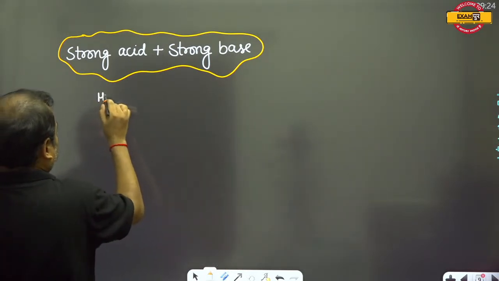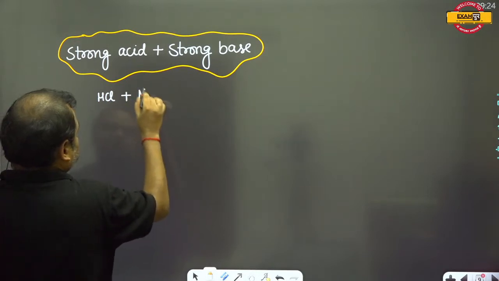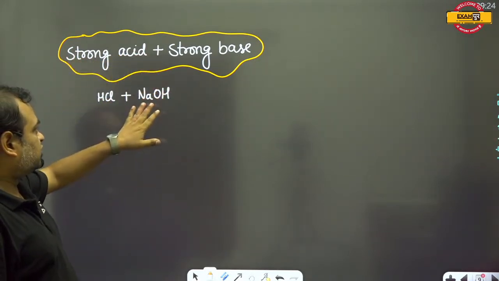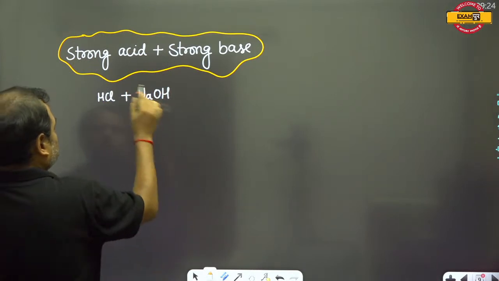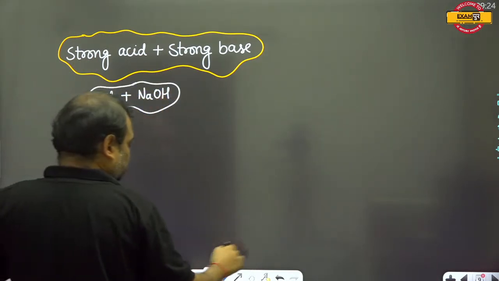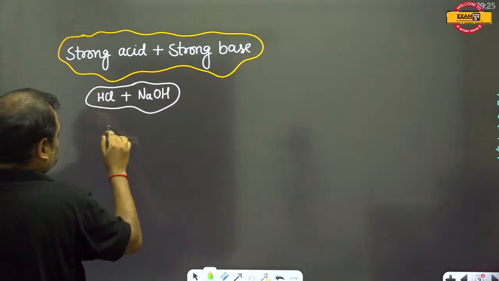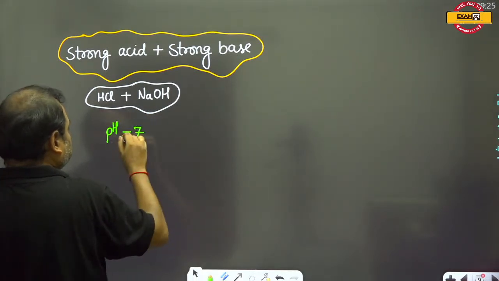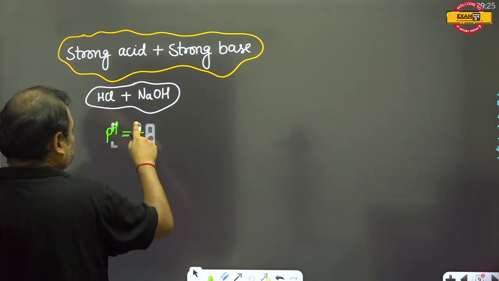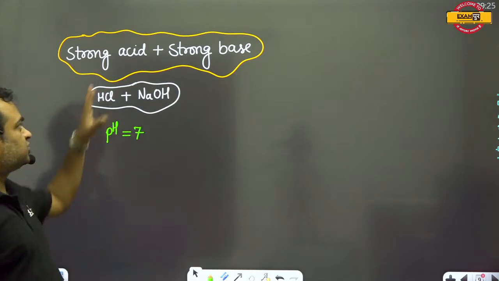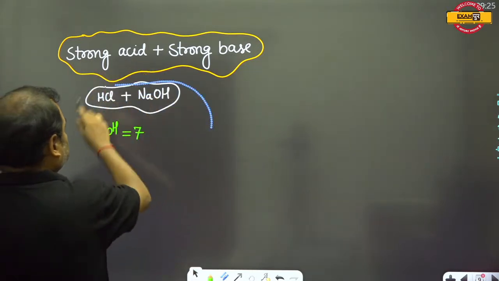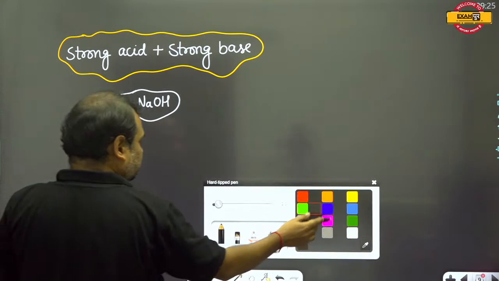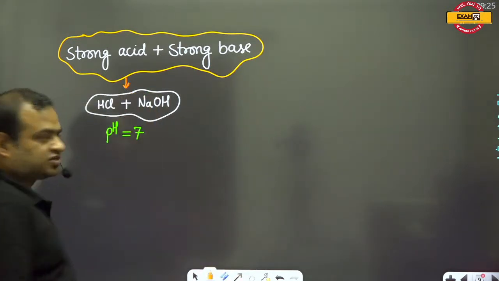So when we talk about a strong acid plus a strong base, it is just like HCl, hydrochloric acid, plus sodium hydroxide. Hydrochloric acid is a strong acid, sodium hydroxide is a strong base. So the pH value of this solution will be equal to 7. Always remember that the pH value for such types of solutions will be equal to 7, because it will not show any acidity or any basicity.